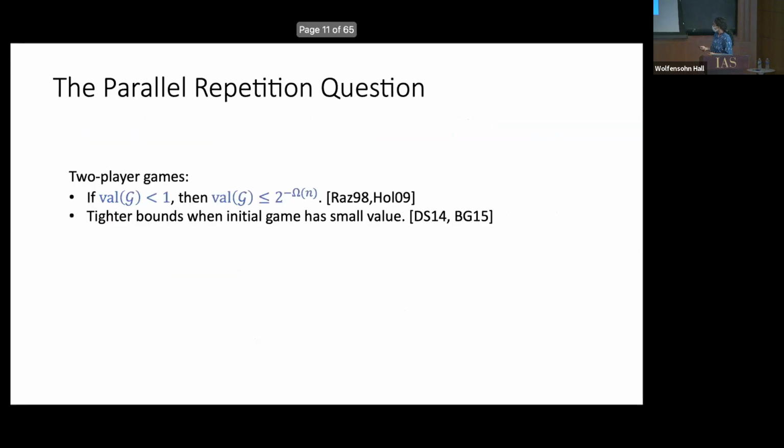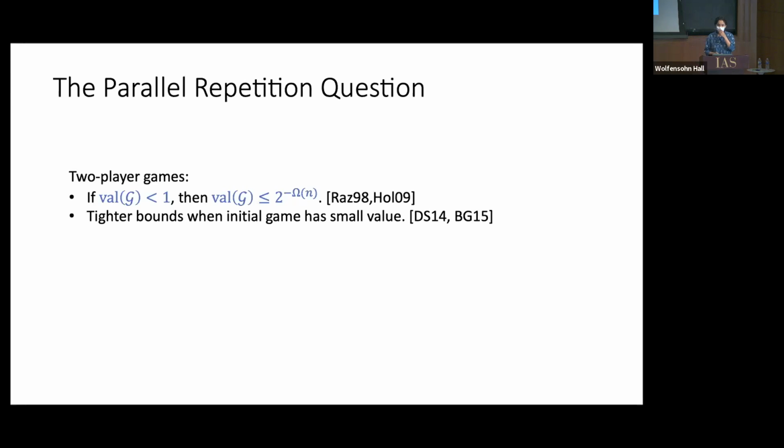So what do we know about this question? For two-player games, the most important result here is the parallel repetition theorem. This is due to Raz, and it was later simplified by Holenstein. This shows that if the value of the initial game is less than 1, strictly less than 1, then the value of g^n, the n-fold parallel repetition of g, is at most exponentially small in n.